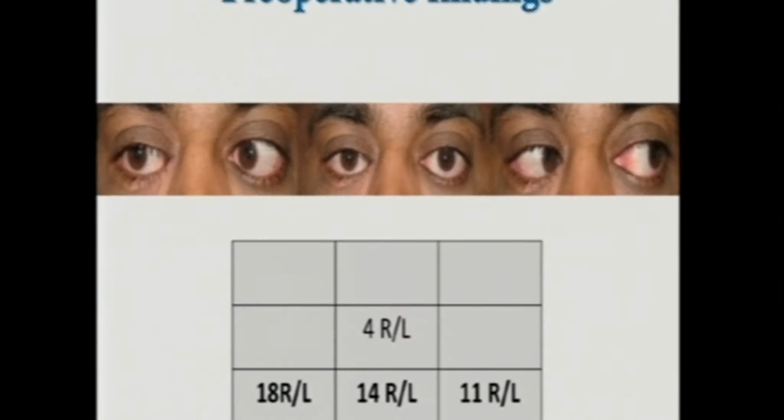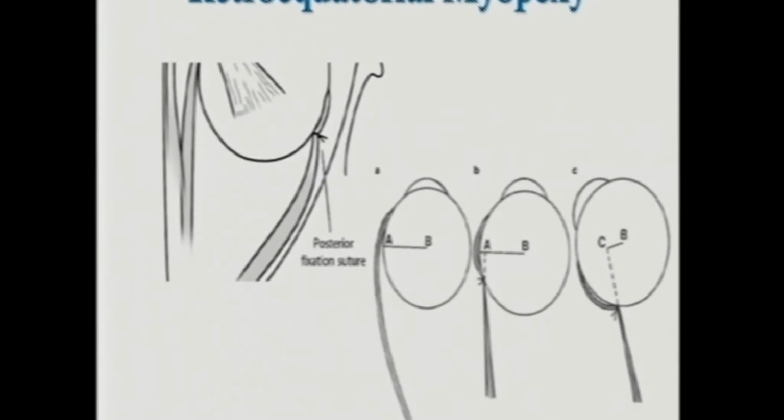And this is the problem. He's got a right over left in down gaze. It would have been a very simple thing to do a recession of the left inferior rectus to match this limitation, but it's already been recessed. So what can you do? You can do a retroequatorial myopexy or a Faden procedure.